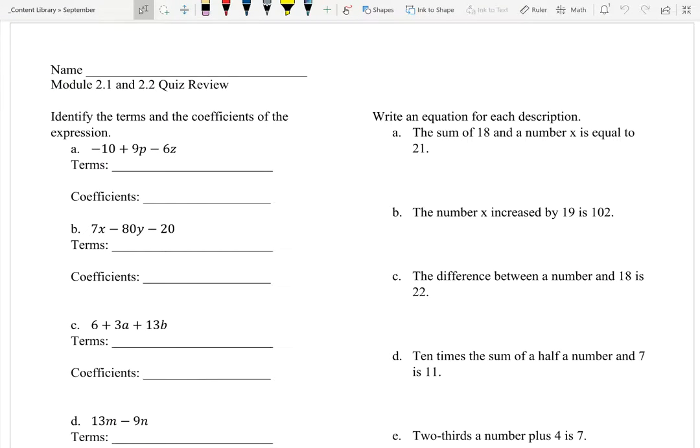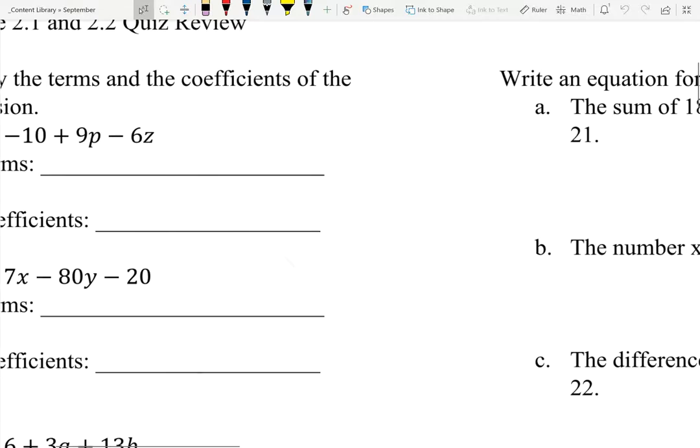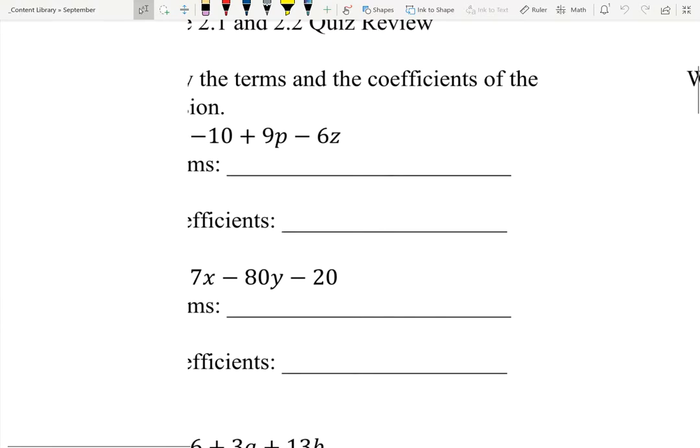All right, folks, we are going to review for the Module 2.1 and 2.2 quiz. On this quiz, we're going to see terms and coefficients, and we're going to have to be able to write equations and expressions from words and make sure we translate from words to numbers. But let's get started with identifying terms and coefficients. So let me zoom in here so we can look at A.